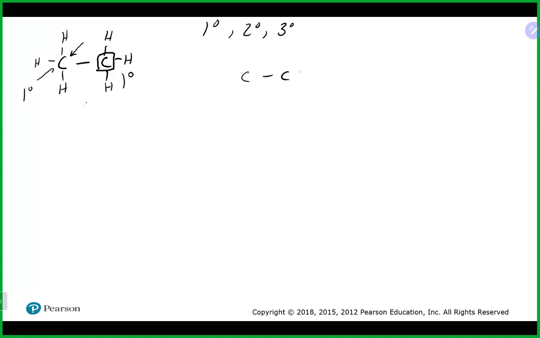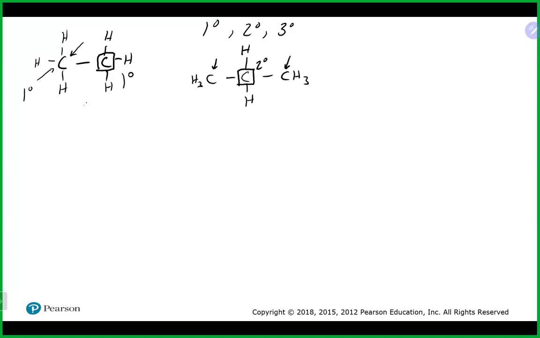If we look at something like this, let's do it this way maybe. If I were to look at this center atom, would that be a primary, secondary, or tertiary carbon? It would be a secondary because directly attached to it is 1 carbon there and 1 carbon there, and that would be a secondary carbon.